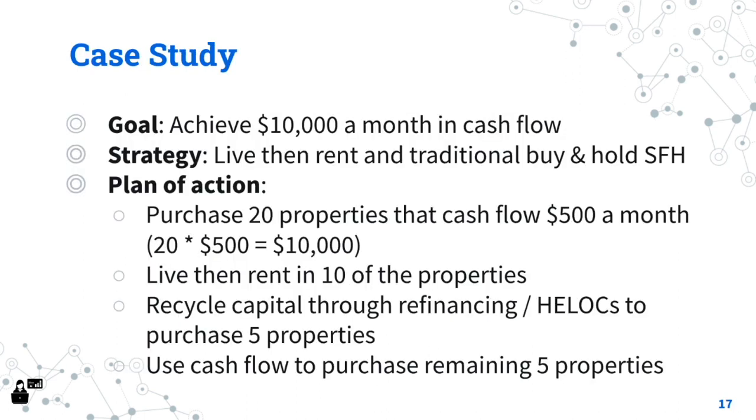You may be thinking, great, I know different investing strategies, but how do I choose one? Let's take a look at a case study. We will set a goal and work our way backwards to set up a strategy and a plan of action. In that first line you see, our goal is to achieve $10,000 a month in cash flow. This will allow us to passively make $120,000 a year. We could have the option to retire early when we meet our goal.